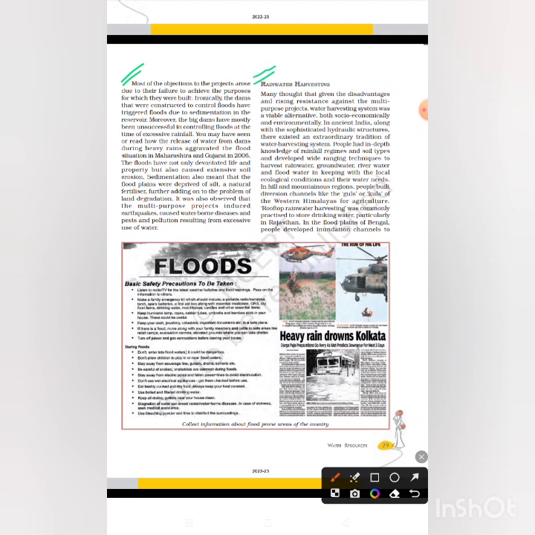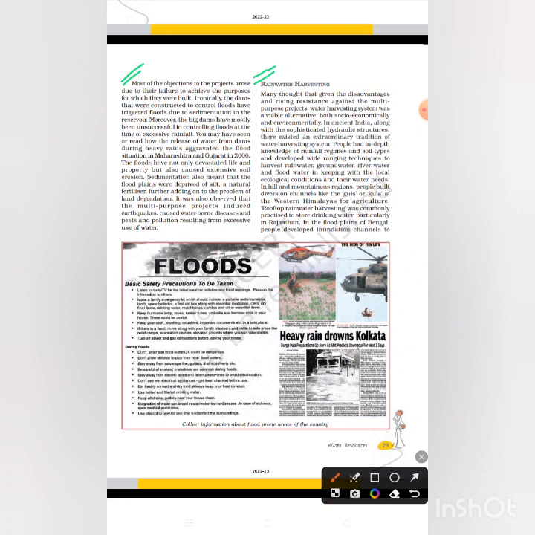Our next topic is rainwater harvesting. Many thought that given the disadvantages and rising resistance against the multipurpose projects, water harvesting system was a viable alternative both socio-economically and environmentally. In ancient India, along with the sophisticated hydraulic structures, there existed an extraordinary tradition of water harvesting system. People had in depth knowledge of rainfall regimes and soil types and developed wide ranging techniques to harvest rainwater, groundwater, river water, and floodwater in keeping with the local ecological conditions and their water needs.